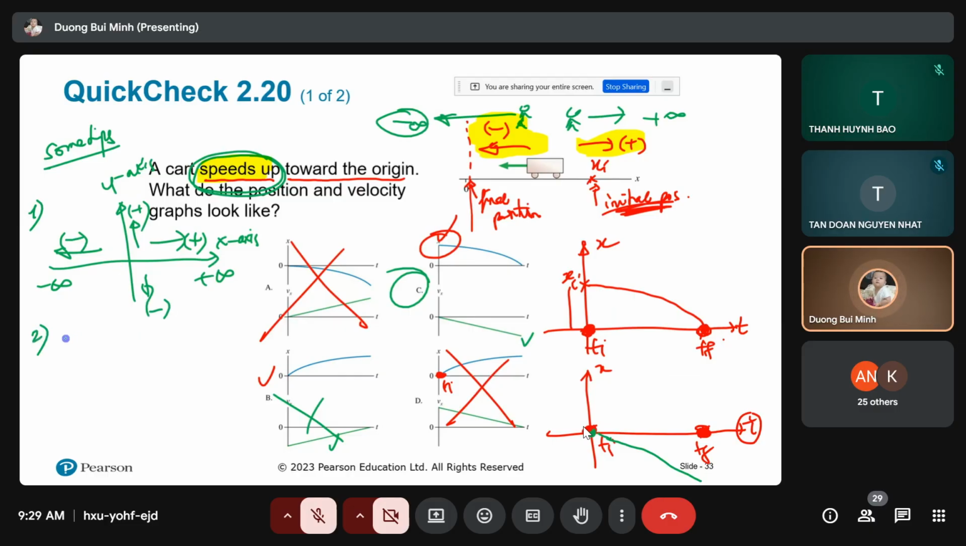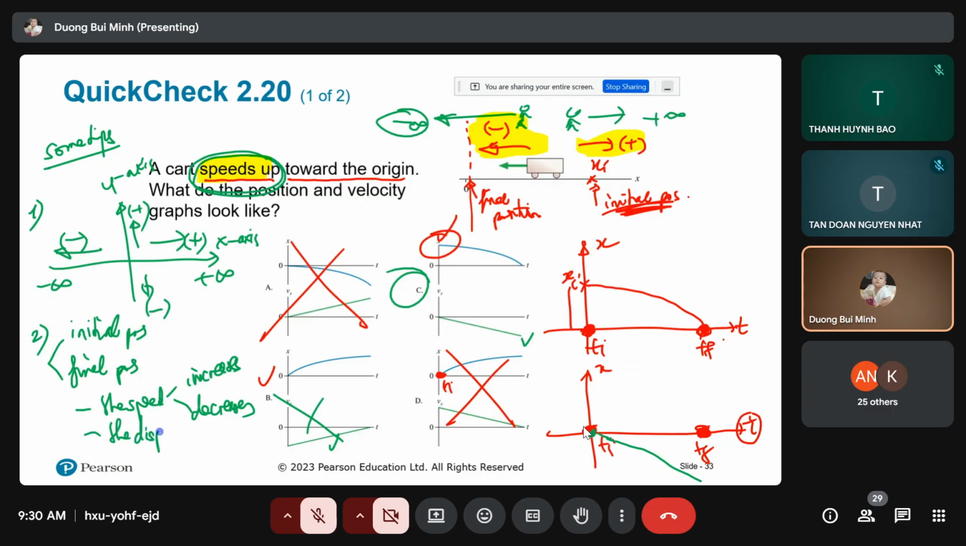The second step, you need to know where the initial position is and where the final position is. And then we also consider the speed, whether it increases or decreases, and the distance and displacement. You can draw the curve like this.